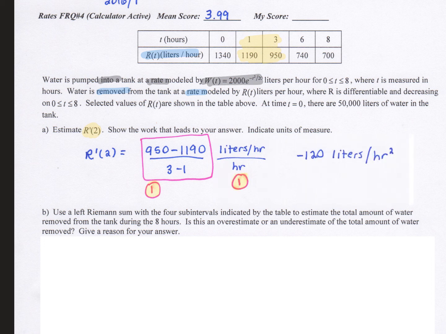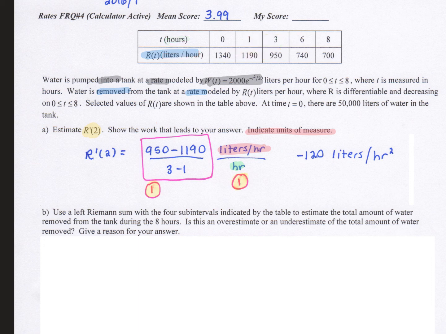But it also indicates that you must give units of measure. So the 950 and the 1190, their units are liters per hour. So I just put liters per hour in the numerator. And the 3 and the 1, their units are hours. So I just put hours in the denominator. It would be fine to leave the unit in this format, but if you want to change it to a more typical acceleration unit, you could write it as liters per hour squared. Point-wise, this difference quotient is going to earn you a point, and correct units is going to earn you a second point.